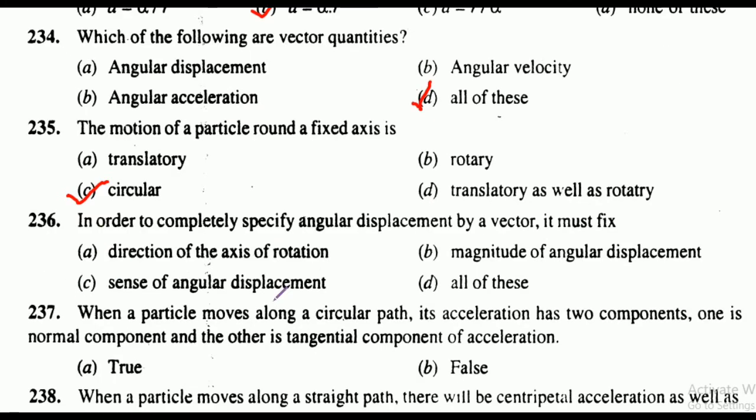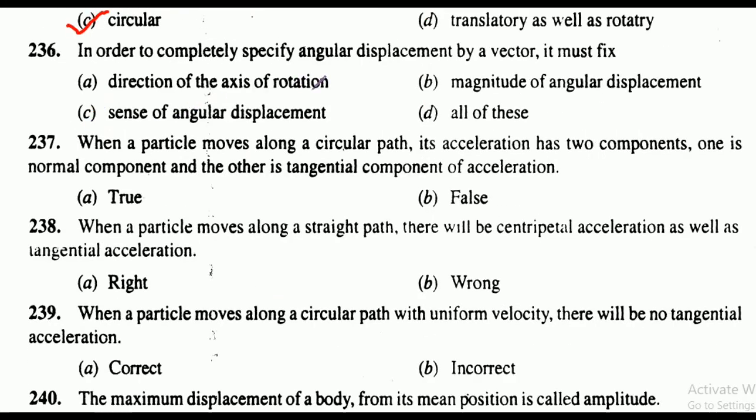Next is question 236. In order to complete specific angular displacement by a vector, it must fix. Here friends, these are the options, and here the correct answer is option D, that is all of these. Here friends, in order to complete specific angular displacement by a vector, it must fix the direction of the axis of rotation, the magnitude of angular displacement, and the sense of angular displacement.